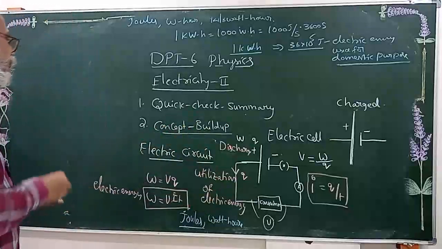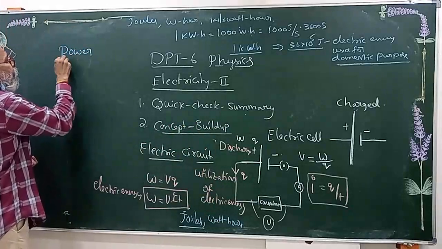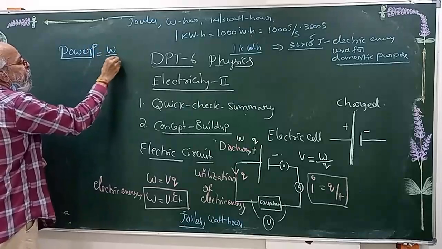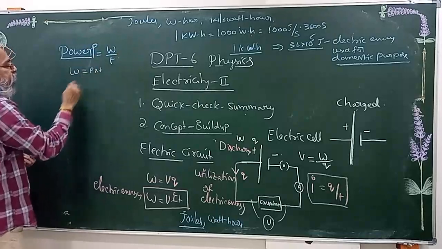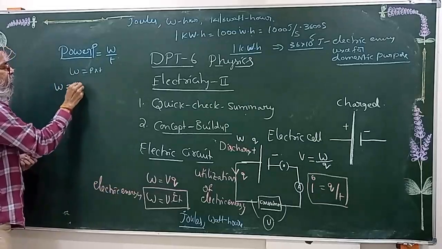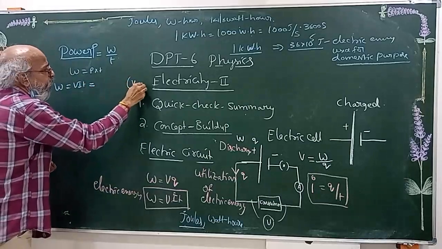What is the power of the gadget? Power is to be familiarized. Power means rate of work done. P is equal to W by T, or W is equal to P into T, you can take. Then you can take the formula W is equal to VIT here, or you can apply Ohm's law, V is equal to IR.